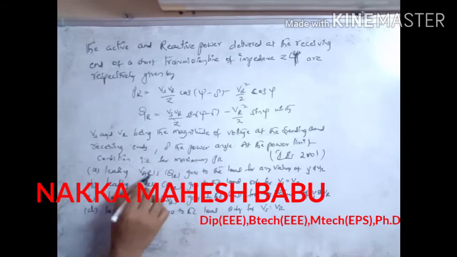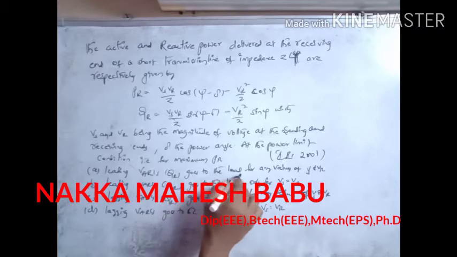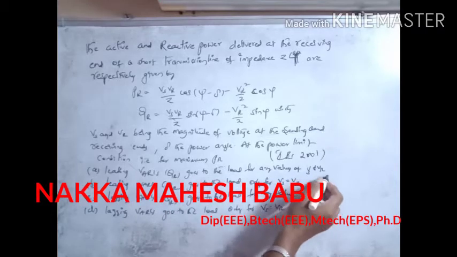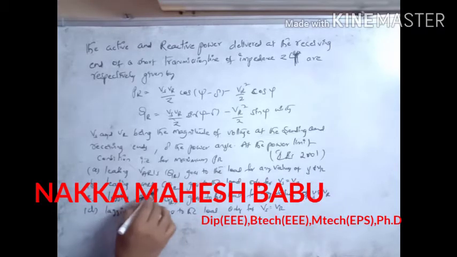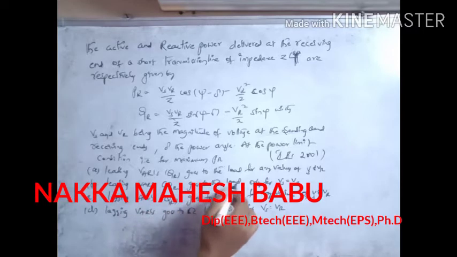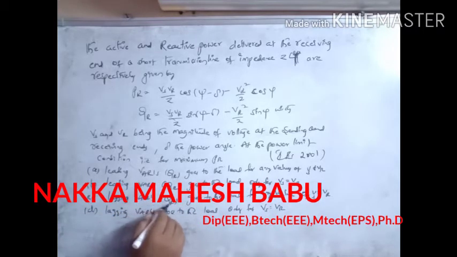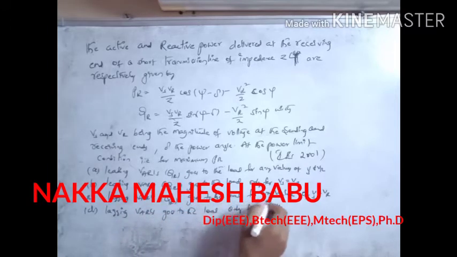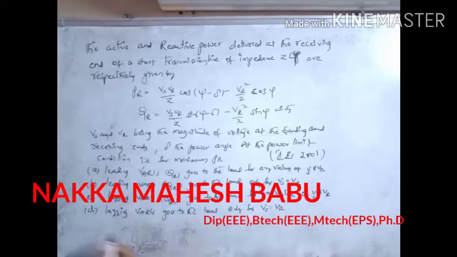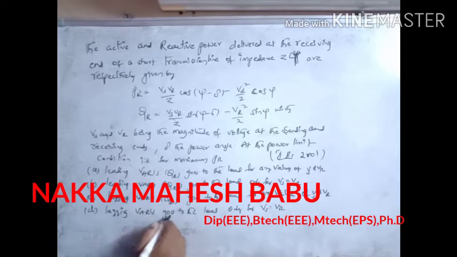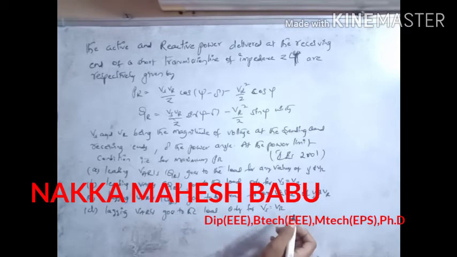A. Leading VARs QR goes into the load for any values of Vs and Vr. B. Leading VARs QR goes into the load only for Vs equals Vr. C. Lagging VARs QR goes to the load for any value of Vs and Vr. D. Lagging VARs go to the load only for Vs equals Vr.